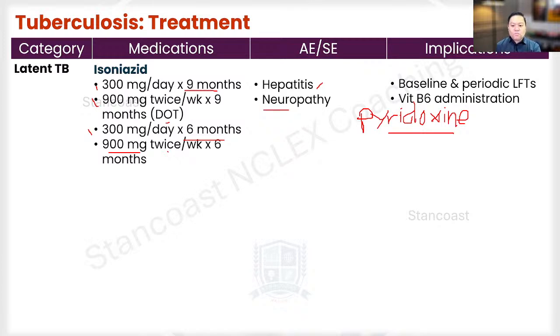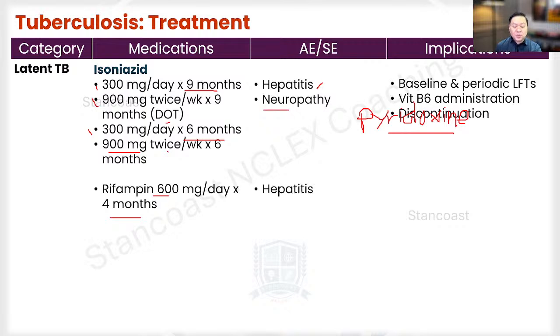Now, we're going to talk about the rifampin, which is another medication that is going to be included in the latent TB. So the dosing here is about 600 milligrams per day times 4 months. And again, it can also lead to hepatitis. So our nursing role here is also to inform the patient that it can turn their urine orange in color. So they're not going to be surprised, okay? Make sure that they know what to expect.